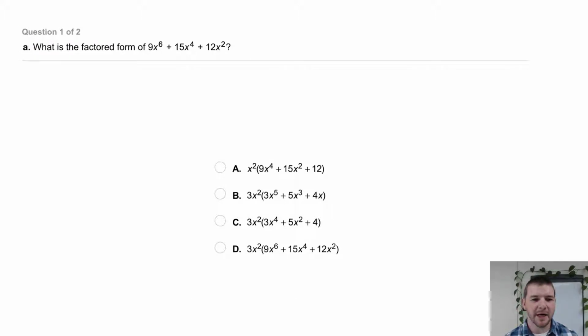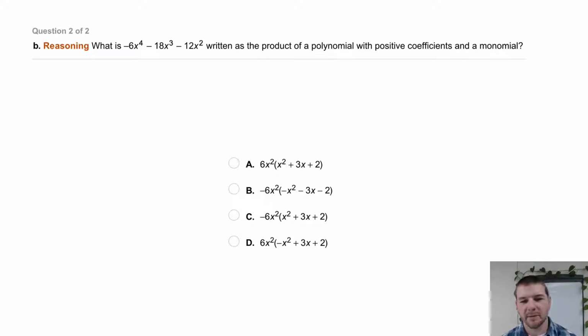Your turn. Part A. What is the factored form of 9x to the sixth plus 15x to the fourth plus 12x squared? And part B, a reasoning item. What is negative 6x to the fourth minus 18x cubed minus 12x squared written as the product of a polynomial with positive coefficients and a monomial?